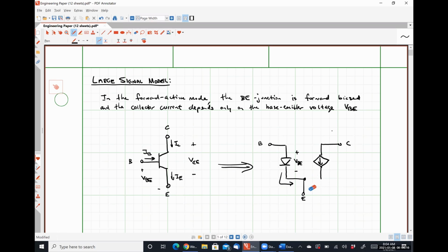Wow, that is not a straight line at all. A dependent current source which is going to give us a value of IC is equal to IS EXP VBE over VT.